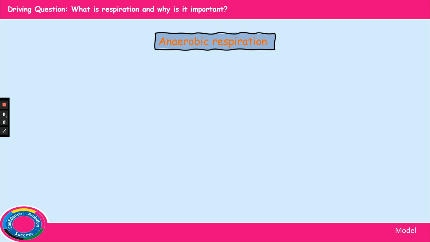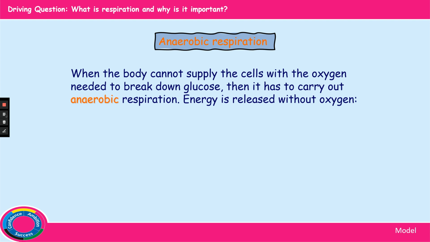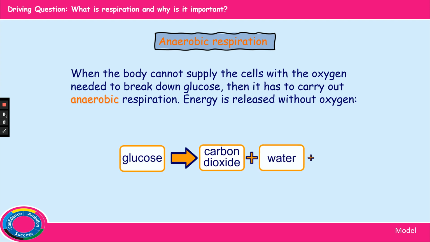So, not the opposite of aerobic, but a different type of respiration. This is when we don't have the oxygen. So when the body cannot supply the cell with oxygen, needs to break down glucose, then it has to carry out anaerobic respiration. This is released without oxygen. So write that equation down. Glucose goes to carbon dioxide, water, and energy.